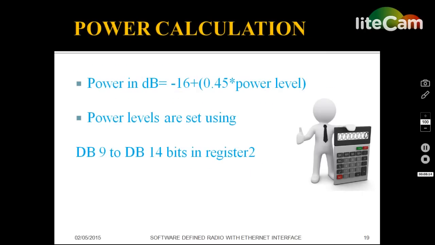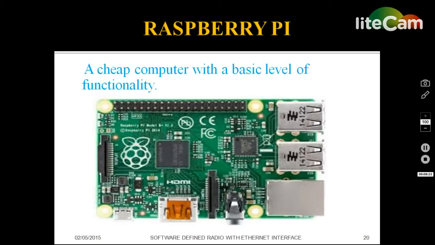Power calculation. Power in dBm is given as minus 16 plus 0.45 times the power level. Power levels are set using DB9 to DB14 bits in register 2.